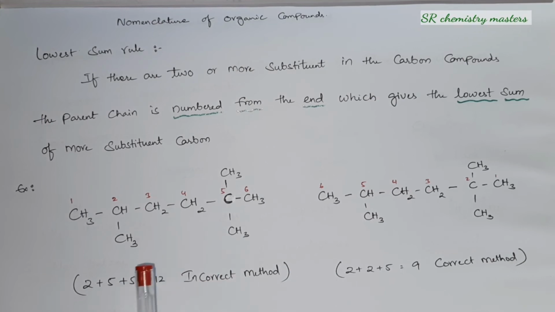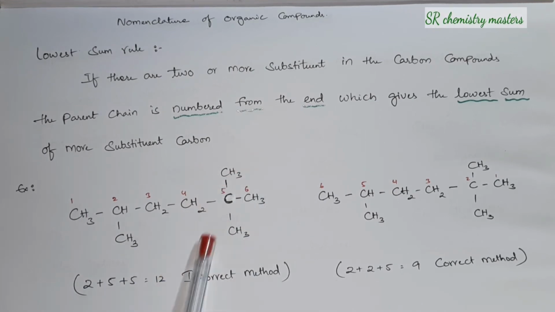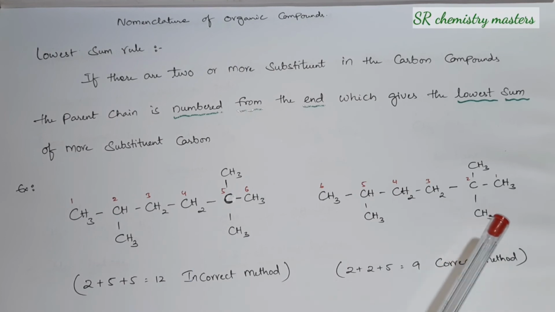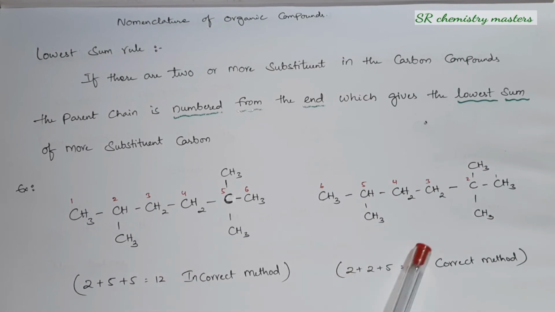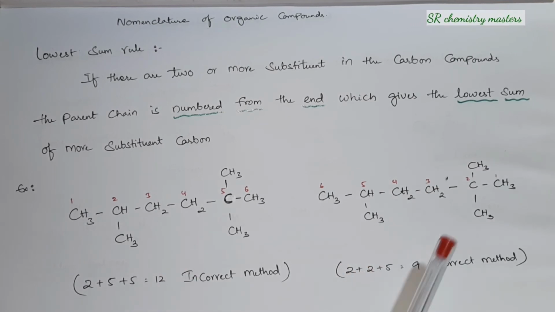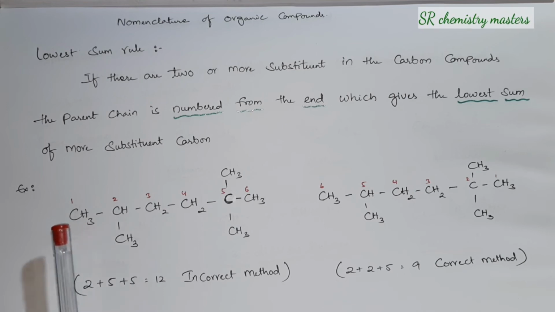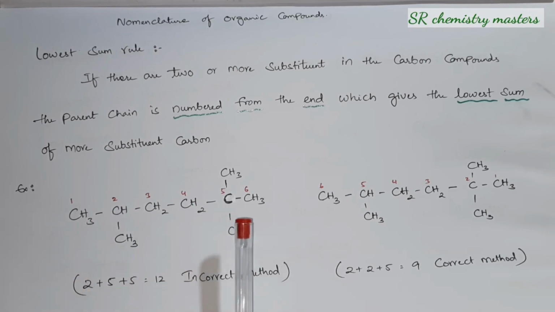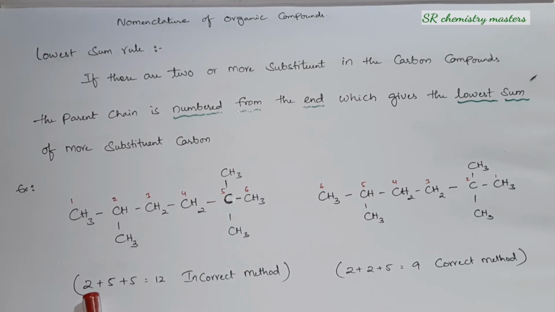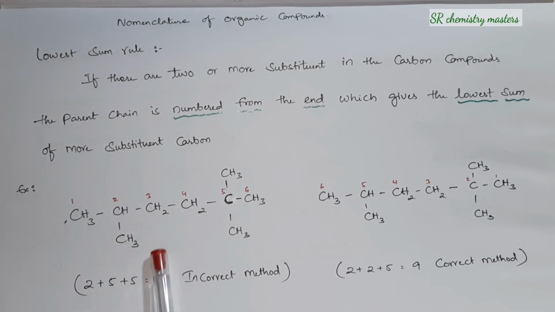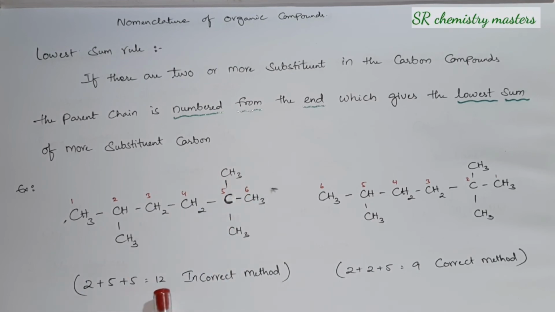Here the numbering of carbon atoms is given in such a way that the substituents are getting the maximum number, whereas here the numbering is given in such a way that the substituents are getting the least number. So out of these two, the correct method of numbering is this one, because the substituents are getting the least number. If you see here, we have numbered it from left to right, because of which the substituent is getting the fifth number. If we add all these values, we are going to get 2 plus 5 plus 5. Why? Because on the second carbon we have a substituent, on the fifth carbon we have two substituents. If we add these values, we are going to get 12.